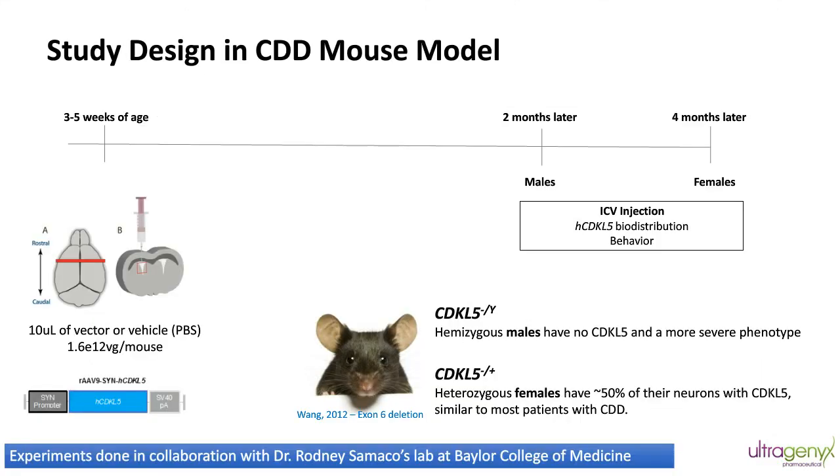So the next big study that we did was an injection of this virus into the lateral ventricle of male and female mice, again around 3 to 5 weeks of age. And then 2 months later, we did a behavioral panel on them to see if we were able to correct in any way the phenotype of these mice. And then we also again looked at the biodistribution of this virus, since this is a different route of administration. We want to see by going into that CSF space where exactly the virus is going.